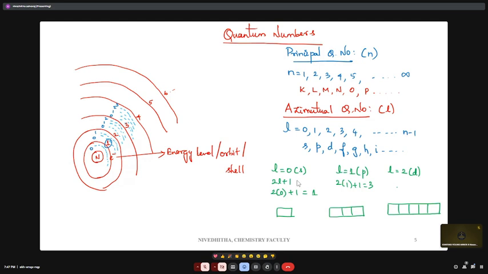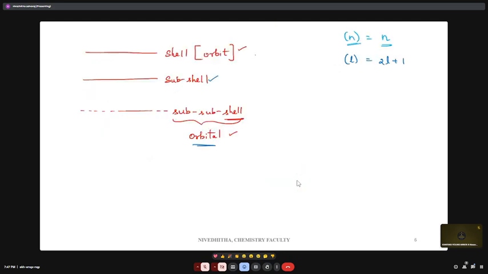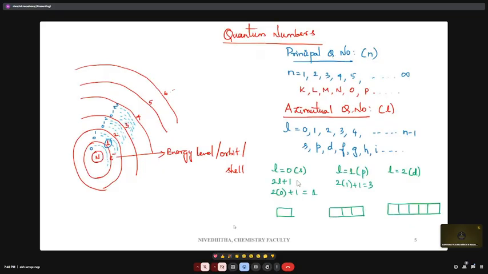So the number I've given for the shell is the principal quantum number. The number I've given for the subshell is the azimuthal quantum number. Now I'm going to give numbers to these orbitals, and they are called the magnetic quantum number, which is m.